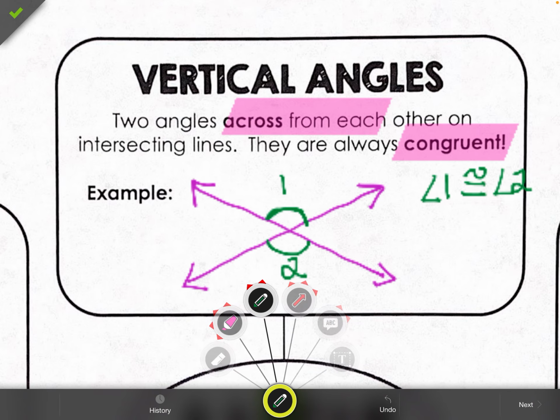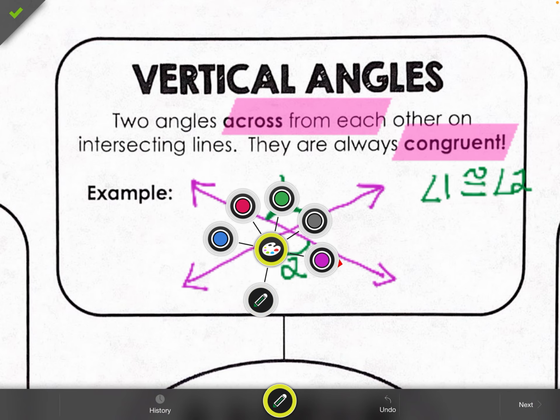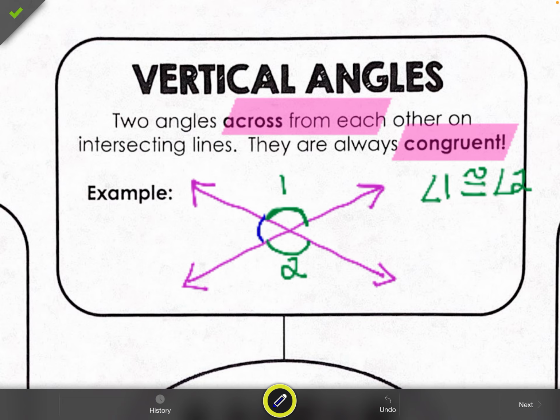Now, if you're looking close enough at this picture, you will also see that this angle right here is vertical to this angle. They're across from it. And we could call this angle 3 and this angle 4. Since they're across from each other, we know they're vertical. Okay. We also could say angle 3 is congruent to angle 4. So vertical angles, they're directly across from each other, and they're always congruent.